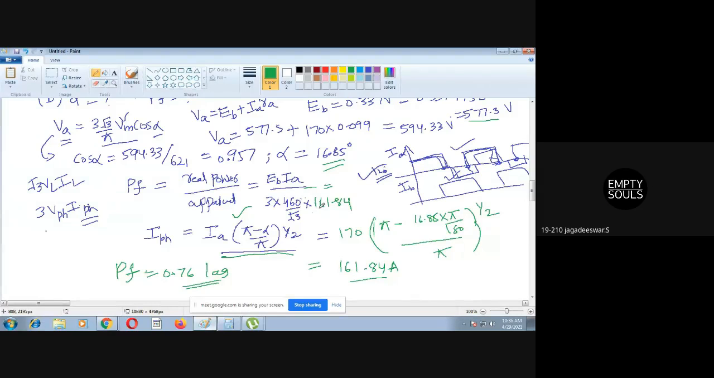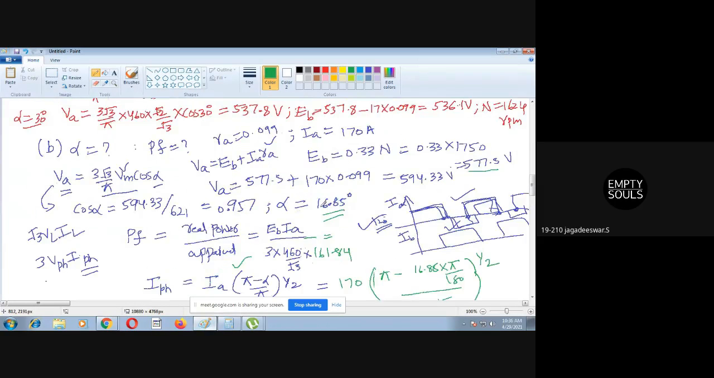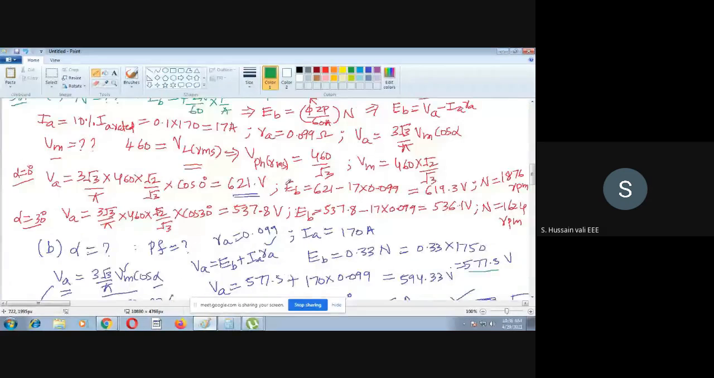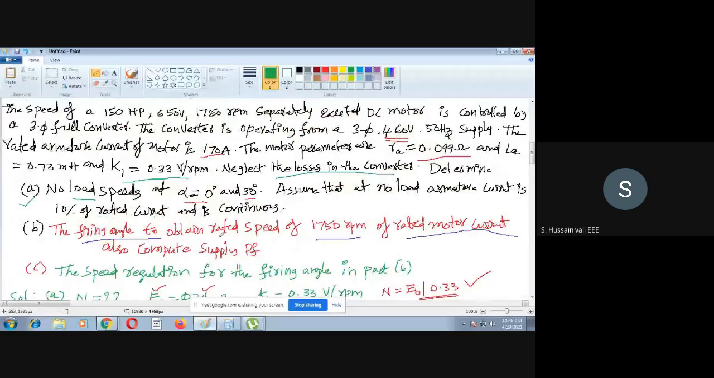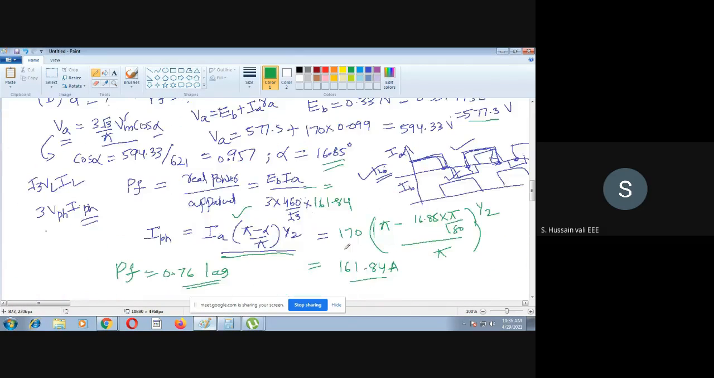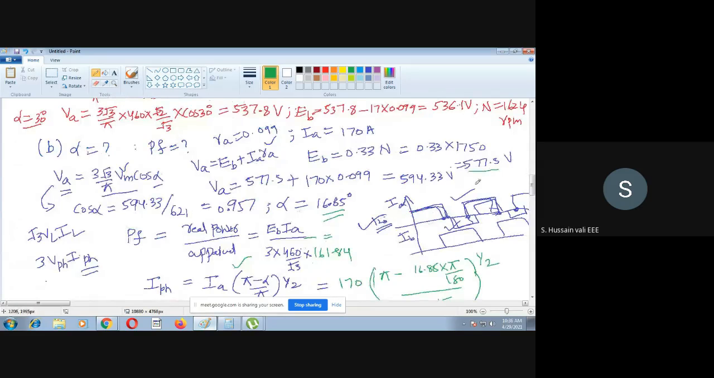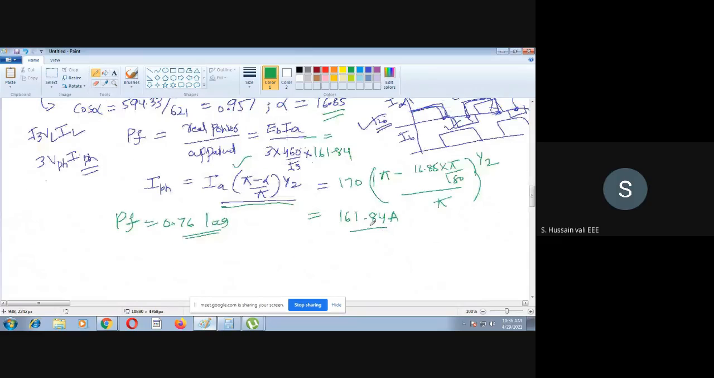Yes, rated speed, because see in the question, find the firing angle to obtain rated speed and also compute supply power factor. So it's better, because in this particular problem part B he said rated speed, so you find out EB at rated speed. Okay.